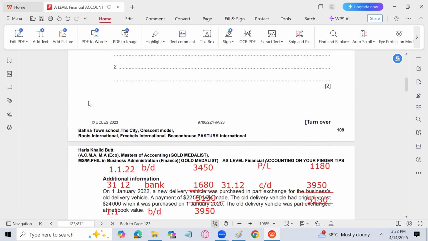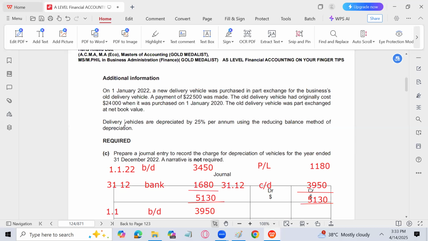Okay, next. Now I'm going to rub this out for the next part. Let's make the size a bit bigger.